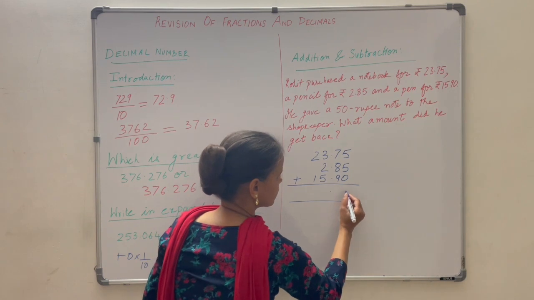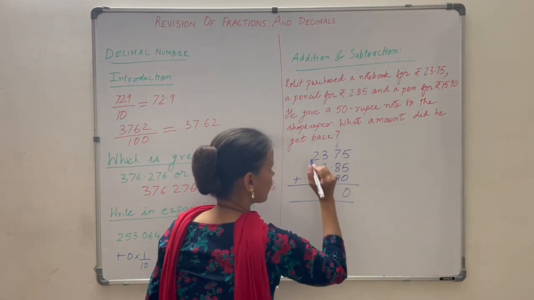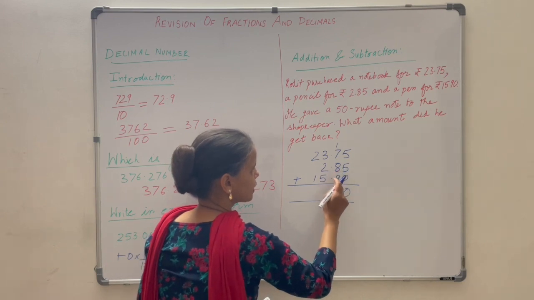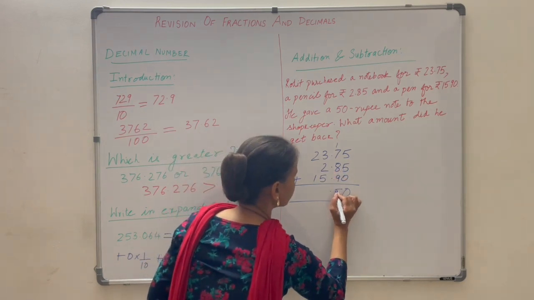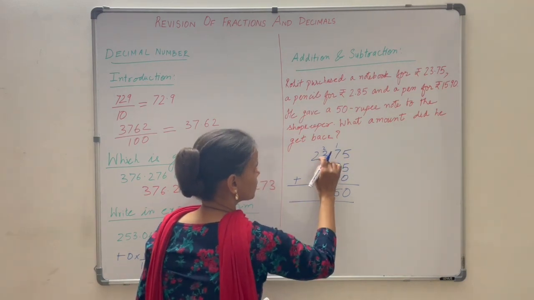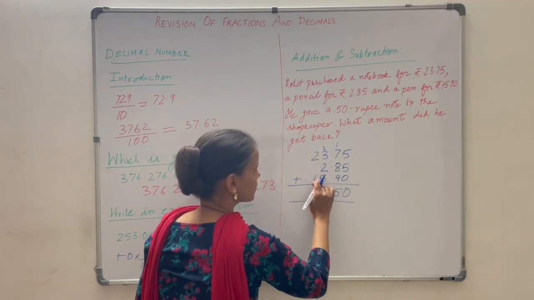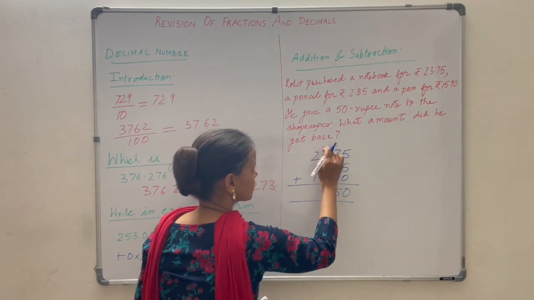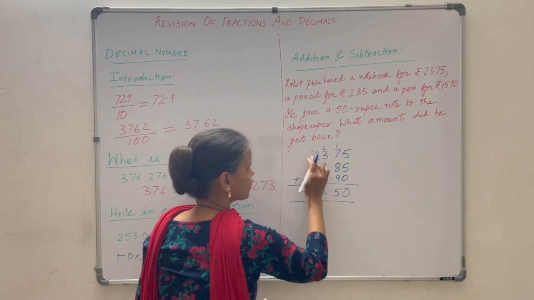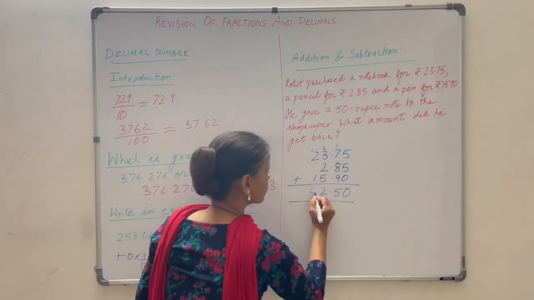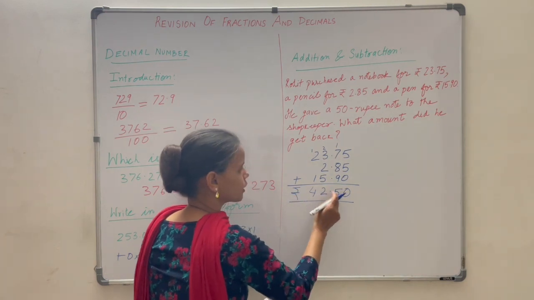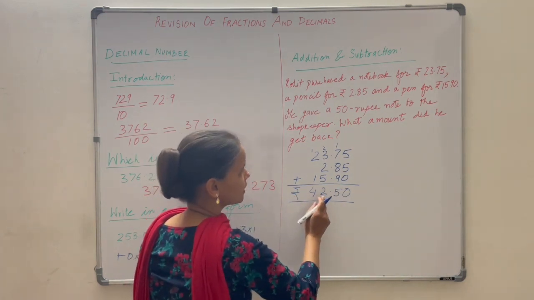5 plus 5 is 10, 0, carry over 1. 7 plus 1 is 8, 8 plus 8 is 16, 16 plus 9 is 25, carry over 2. Okay, so this is 3 plus 2 is 5, 5 plus 5 is 10, 10 plus 2 is 12, carry over 1, 2 plus 2 is 4. So rupees 42.50 he spends.